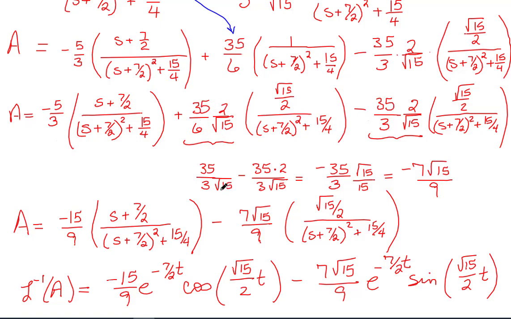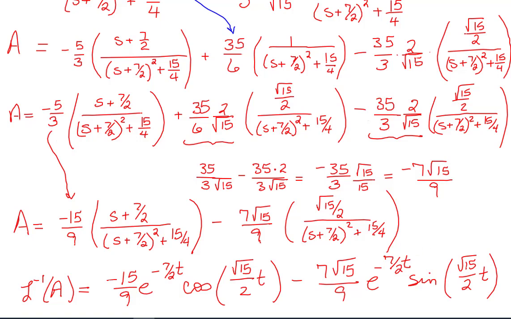So let's see. Cleaning it up, I'm going to get a minus 35 square root 15 over 3 times 15, which will reduce to minus 7 square root 15 over 9. Okay, so that's okay. Now, the minus 5/3 in the front here, I'm going to multiply top and bottom by 3 to get it with a denominator of 9 as well.